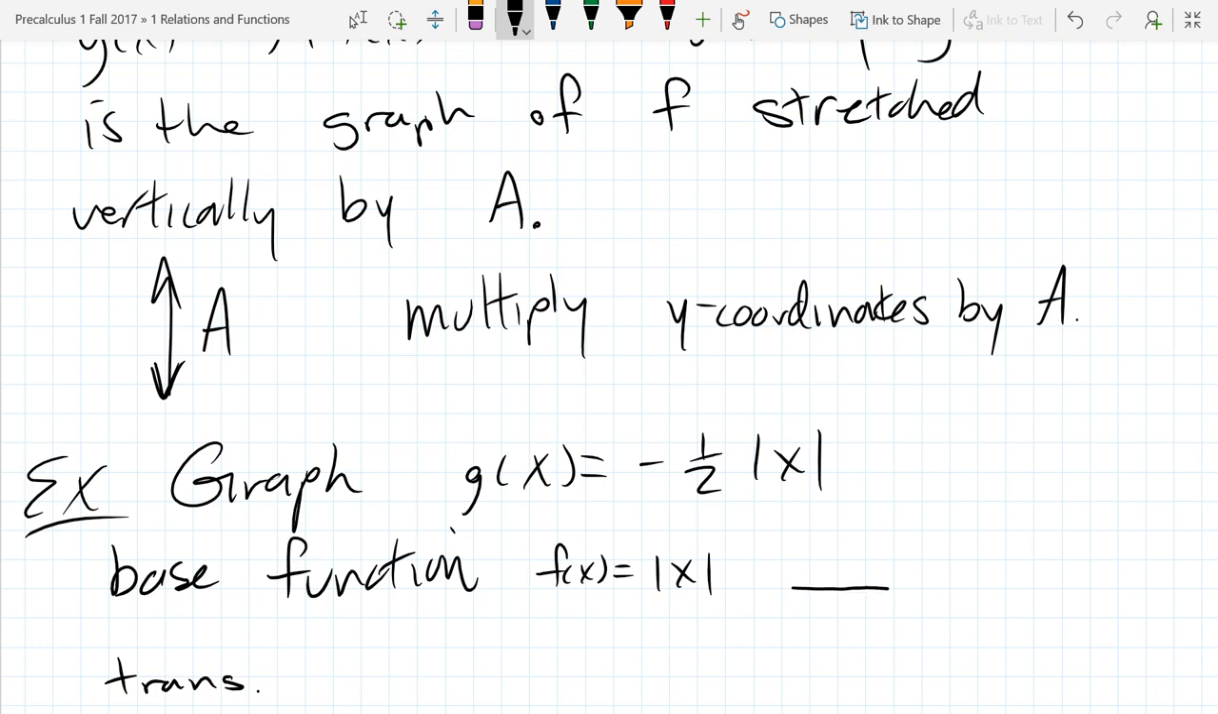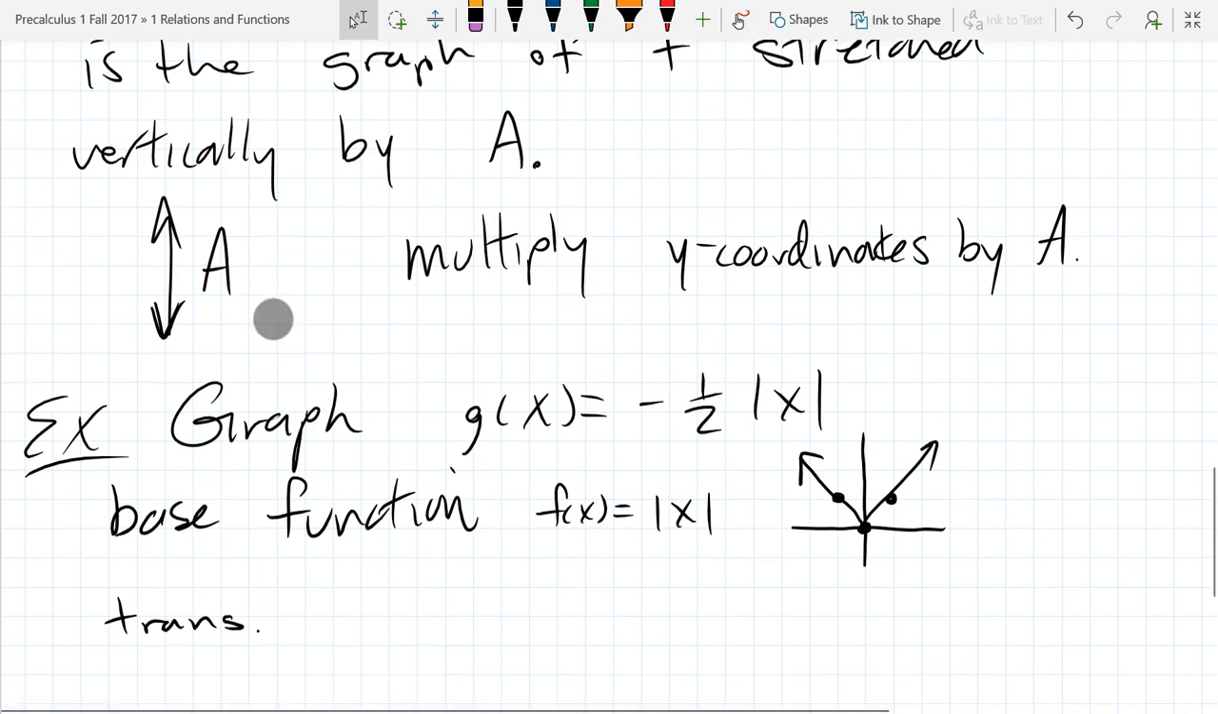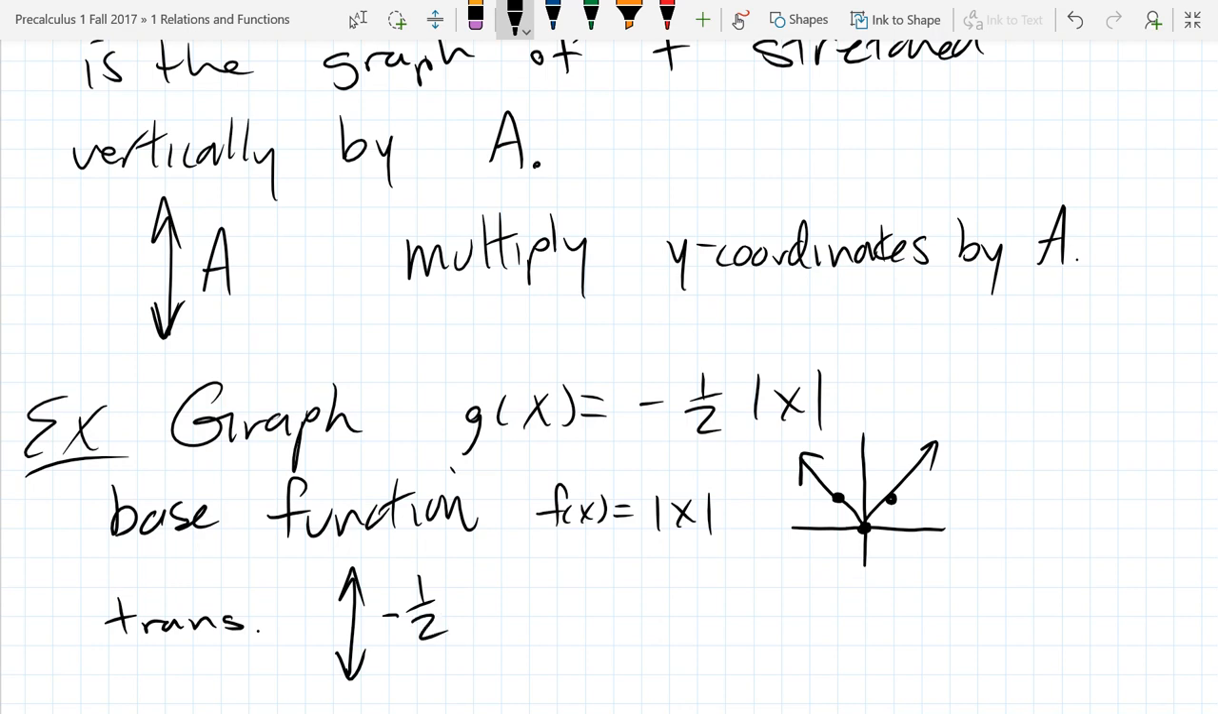We're going to do a really fast graph. There's only 3 points you really need to keep track of on the absolute value function. It's the same 3 points you keep track of on the parabola, except you connect them differently. So there's our absolute value graph. So when we are doing our stretch here, we're going to multiply. Our transformation is a vertical stretch by negative 1/2.